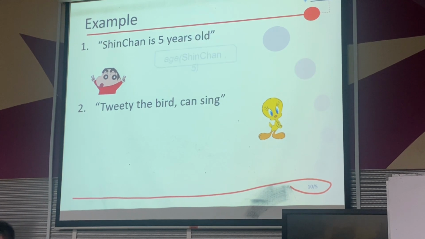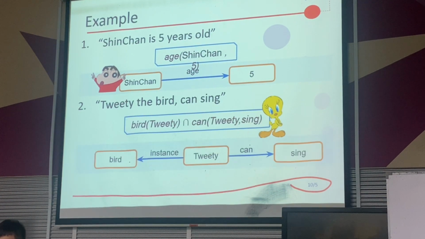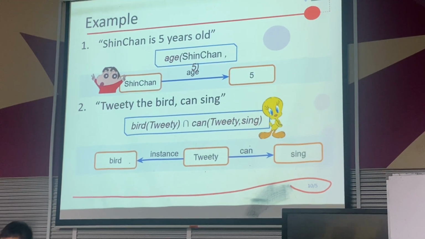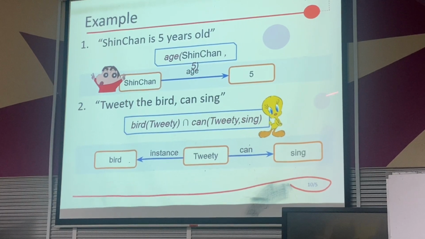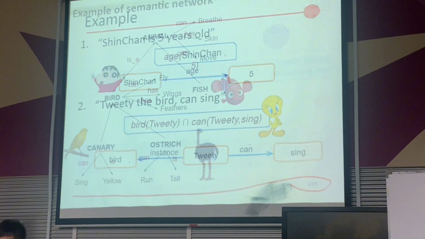Okay, Tweety the bird can sing. So we know that Tweety is a concept, bird is a concept, sing is a concept. Tweety is one of the examples, it's an instance of the bird. So this Tweety can sing, right? If you don't want to use "can", you can also use "ability". Ability: sing. So it is very freestyle when you use semantic networks.